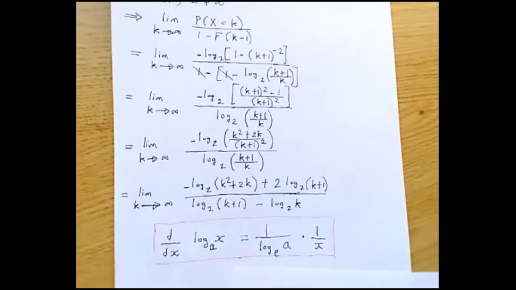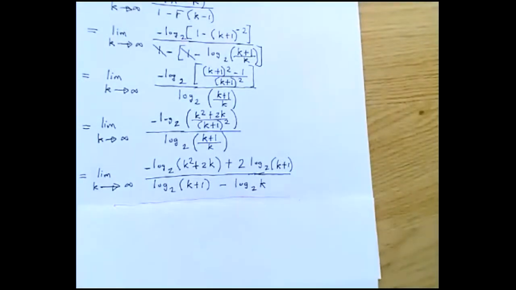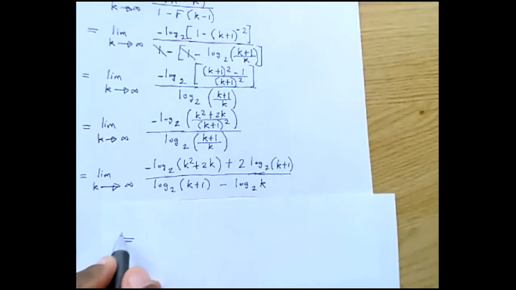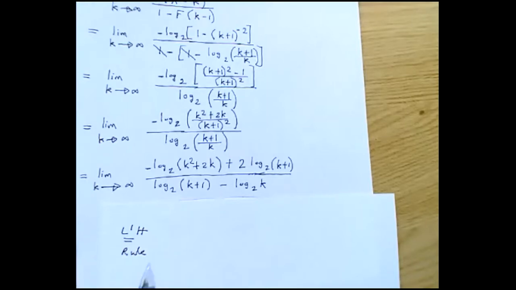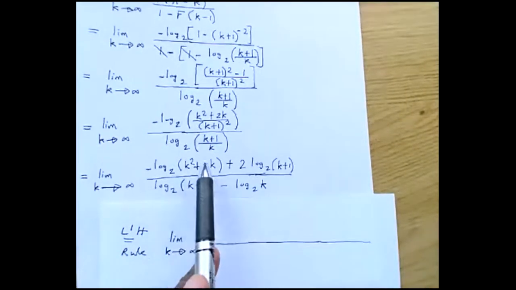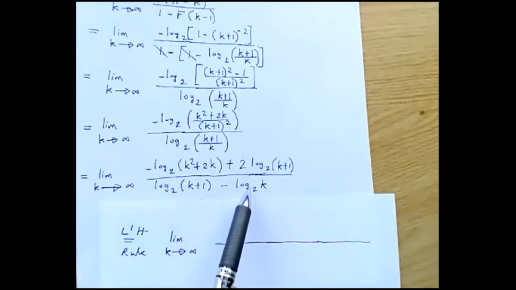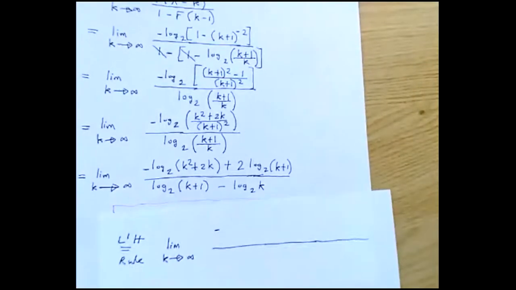So I'm going to use L'Hopital's rule right now, on this line here. If you do that, this is what you will get: the limit as k goes to infinity. I'm going to differentiate this with respect to k, this with respect to k, this with respect to k, this with respect to k, right? All right, so you have quite a few differentiations. So you'll get this.